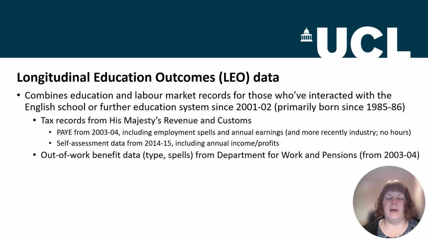We can combine that with self-assessment data. That means information from individuals who are not employees but might be self-employed. So we have a measure of annual income or profits for those individuals. And then on top of that, we can supplement information on out-of-work benefit spells. So we know when those claims started and finished, as well as the type of benefit that individuals were claiming. We have both of those sets of records across pretty much the whole stretch of the data to which we have access.